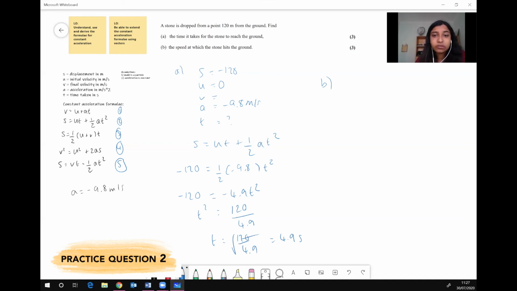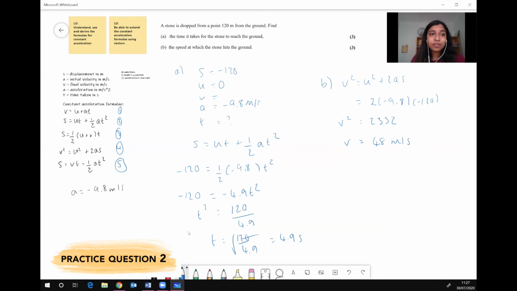So that's our equation 4. You can say V squared is just equal to U squared plus 2AS. So V squared is equal to 0 plus 2 times minus 9.8 times minus 120. That means our V squared is equal to 2352. So that means our V is just 48 meters per second. So that's the answer to this question.